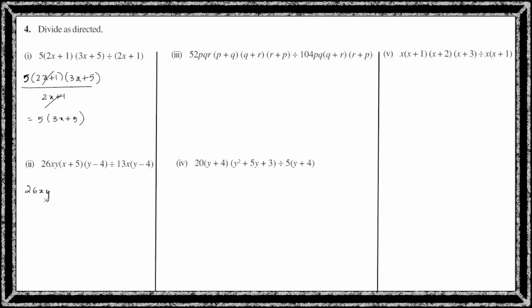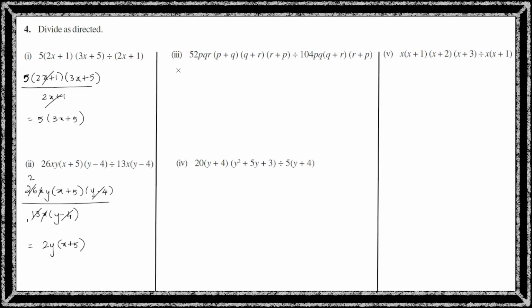I have, again this is factorized. I cannot factorize this any further, both the numerator and the denominator. So I'll simply write it down as they have given it. 13x y minus 4. So here you can see that y minus 4 is common. I can cancel that. X I can cancel. 13 ones, 13 twos. Right? So the answer is going to be 2y times x plus 5.